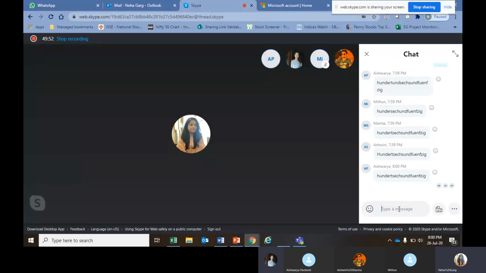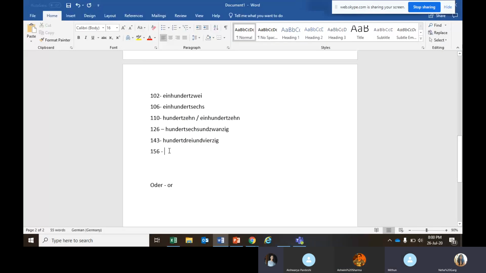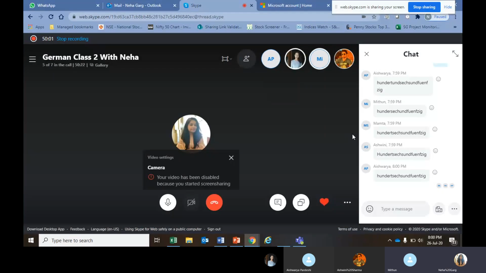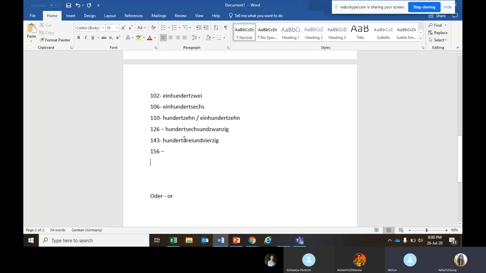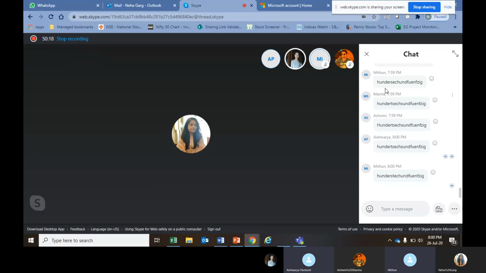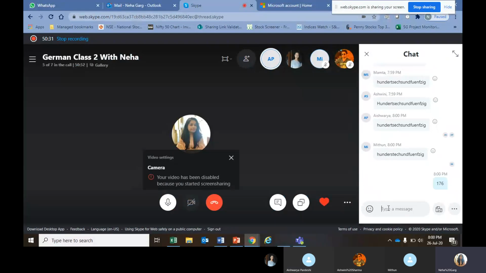Okay. So just one more number. After 100, there is a T, right? Sorry, in between, there's a T in 100. Right, because that's how we write 100. And then 6 und 50. I'm missing the T, I guess. So just one more number and then we would be almost done with the countings. 176.